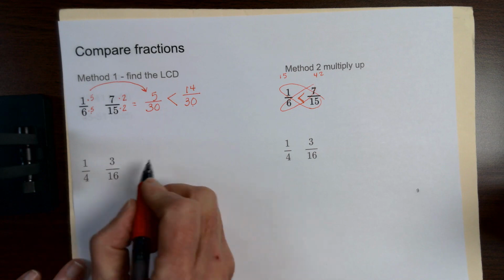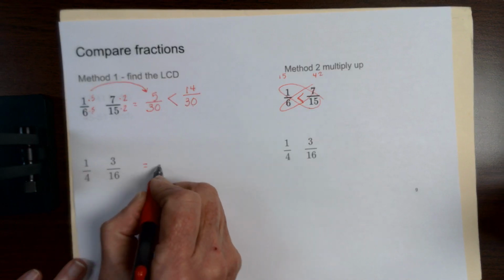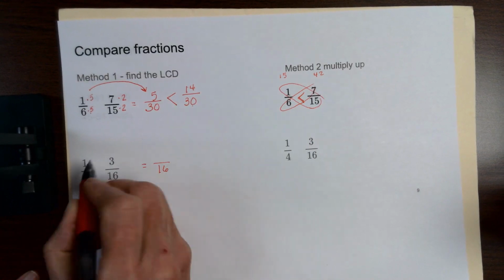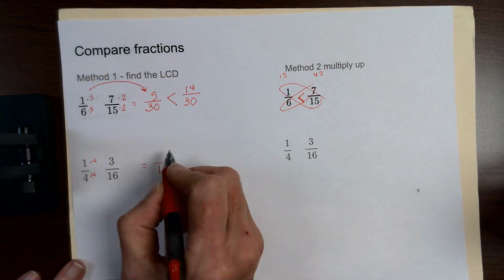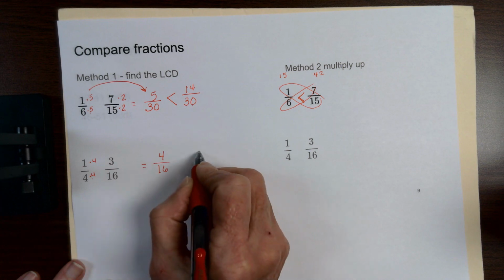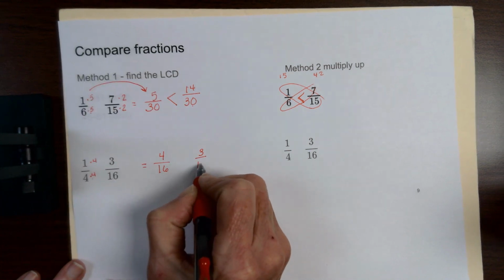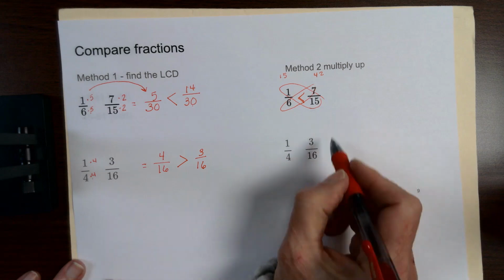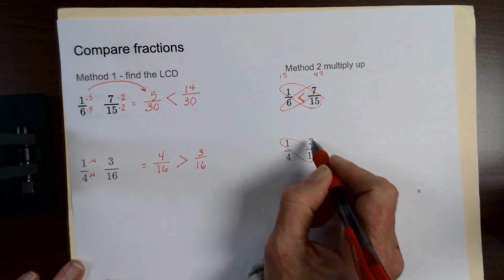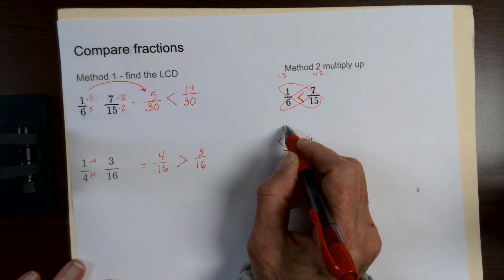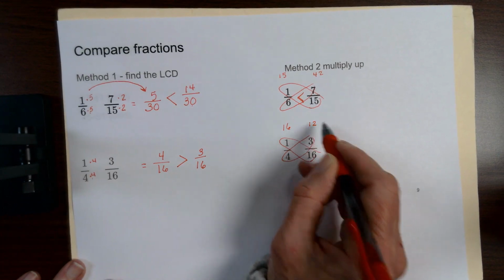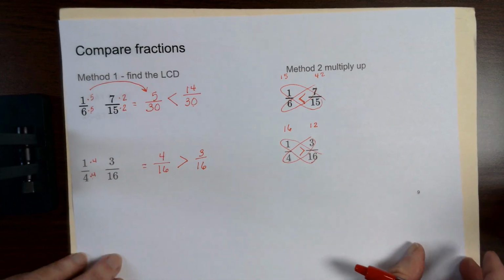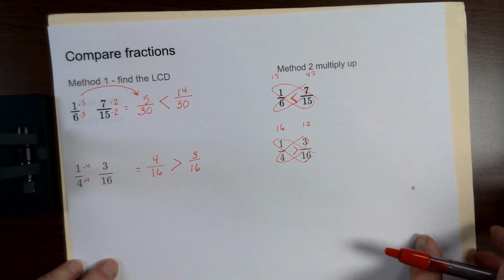Common denominator here would be a 16, so I would have to multiply the 4 times 4 to get 16, so that means I multiply the 1 times 4. So I'm comparing 4 sixteenths and 3 sixteenths, so that is greater than that. If I multiply up, I have a 16 and I have a 12, and obviously 16 is greater than 12, so I'm going to put the inequality pointing to the 3 sixteenths.